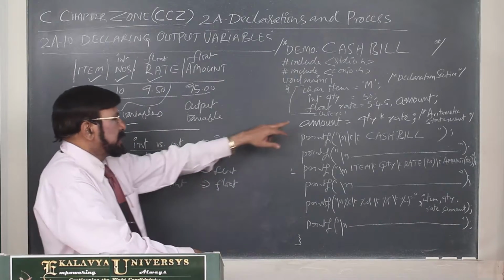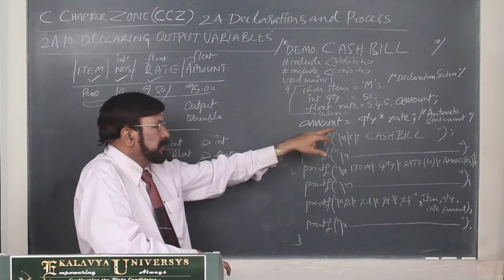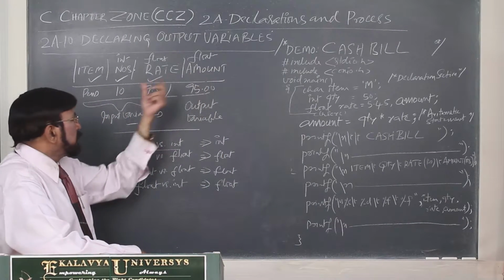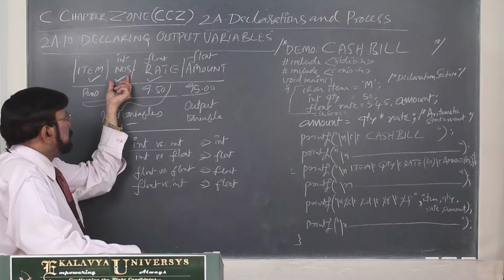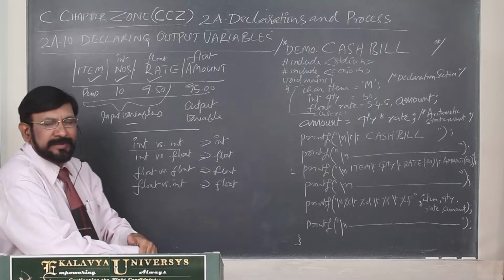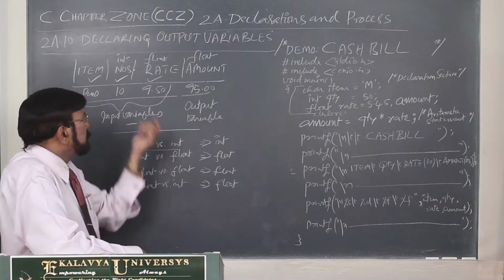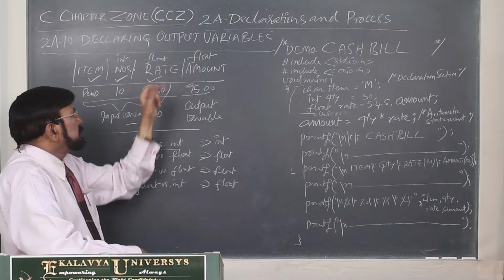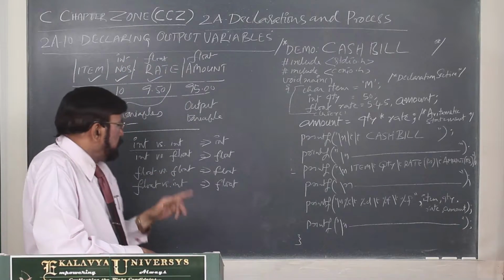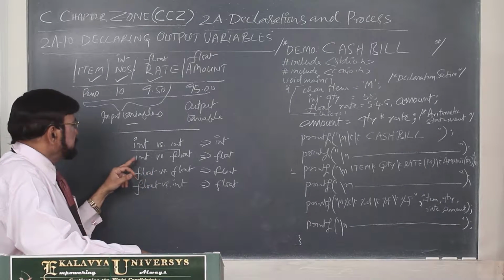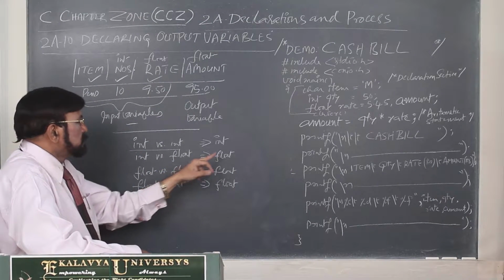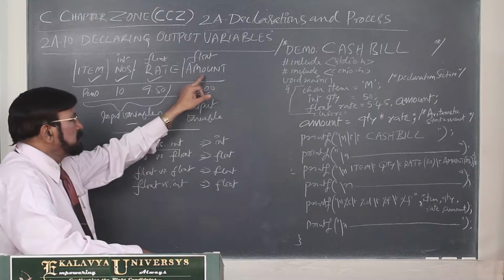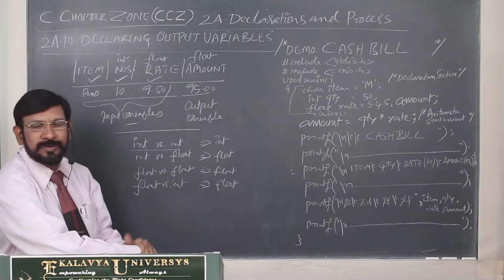So let us come to the current issue. In order to arrive at our amount, numbers should be multiplied by rate, or rate should be multiplied by numbers. Numbers type is int, rate type is float. So according to this principle, where it is int versus float, the result would be float. So amount should be declared as float only.